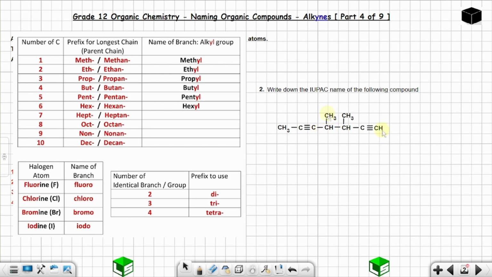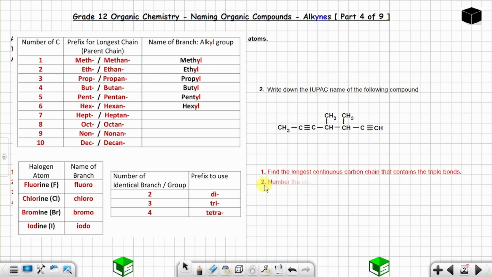You can check that. Now we are going to name this organic compound. As always, you have to find the longest continuous carbon chain that contains the triple bonds. In the case of alkenes, you have to find the longest continuous carbon chain that contains the double bonds. The longest continuous carbon chain that contains the triple bonds can be 1, 2, 3, 4, 5, 6, 7. You have to include all the triple bonds. You have 2 triple bonds, you can see.